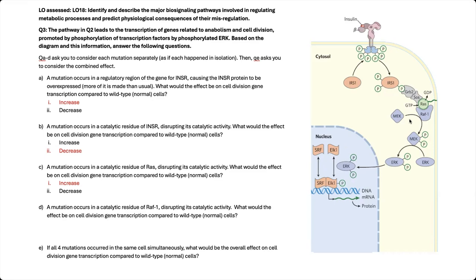What about a catalytic residue of RAF? So RAF, this is a kinase. If its catalytic function is abolished, it can't phosphorylate MEK, which means that we're going to cut off the pathway. We can't get the increased transcription, so we'd expect there to be decreased gene transcription.